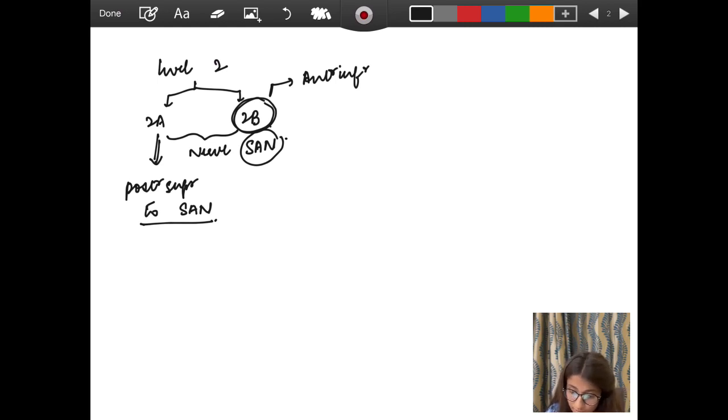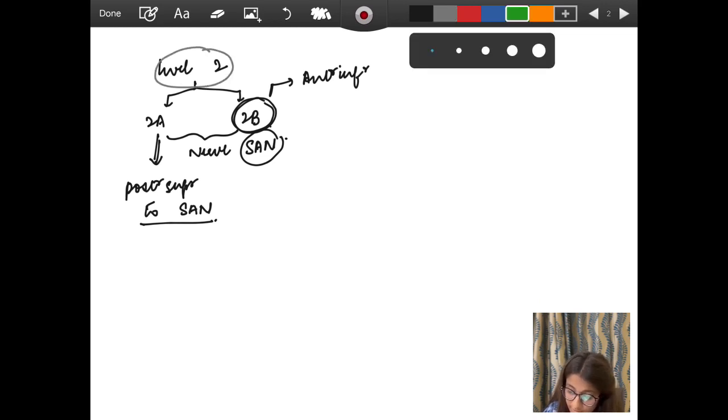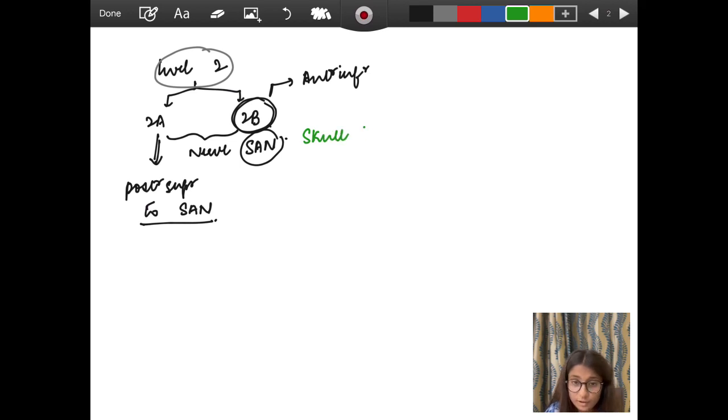And what are the boundaries of level 2? Level 2 starts from the skull base to the carotid bifurcation.